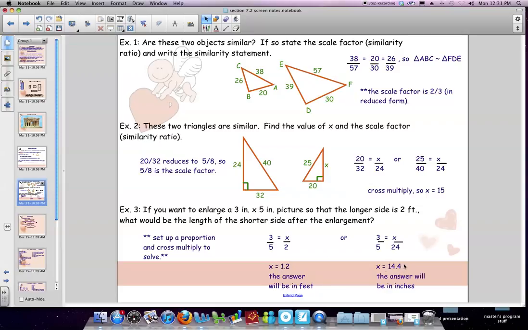You might need to pay attention to problems, and when it asks you to find an answer, does it ask you to find your answer in a specific unit? Does it ask you to find the answer in feet or in inches, or does it give you an option?